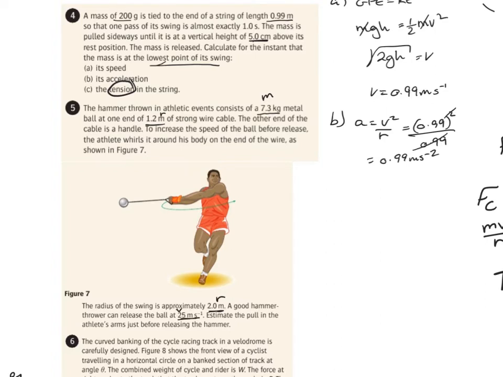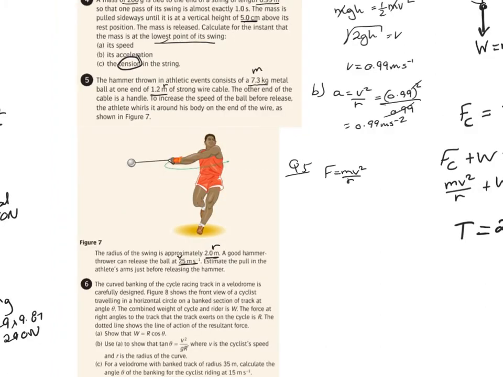Estimate the pull on the athlete's arm just before releasing the hammer. So here we need to use F is equal to mv squared over r to find the centripetal force. The ball is 7.3 kilograms. That's exactly what's pulling on the person's arm.